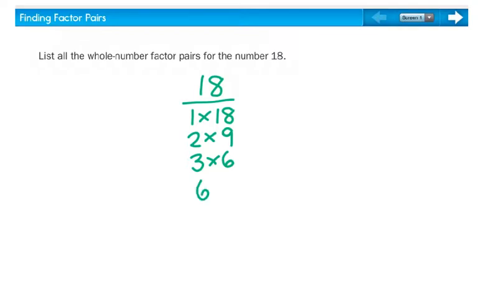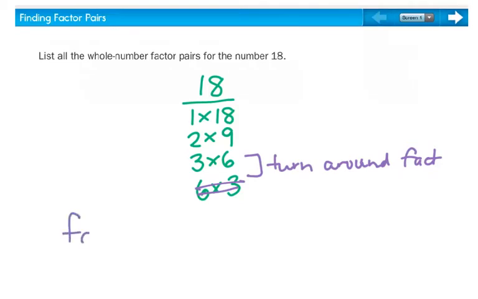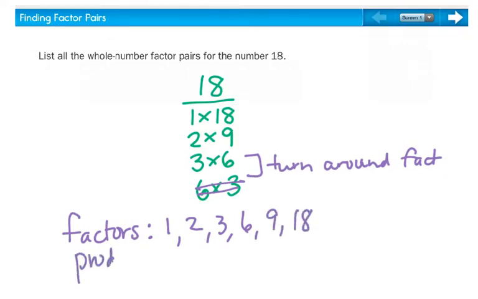So I know that 6 times something gives me 18, so go up from the 18 and you should get 3. This is what I say when I'm in school. I say, ding, ding, ding. Look it. I have the turnaround fact. It's the same fact, but the 6 is listed first. Once I have that, I know I have all the factor pairs of 18. So all the factors, if I were to put them in order, would be 1, 2, 3, 6, 9, and 18. The product, the answer when I multiply those numbers together, is 18.